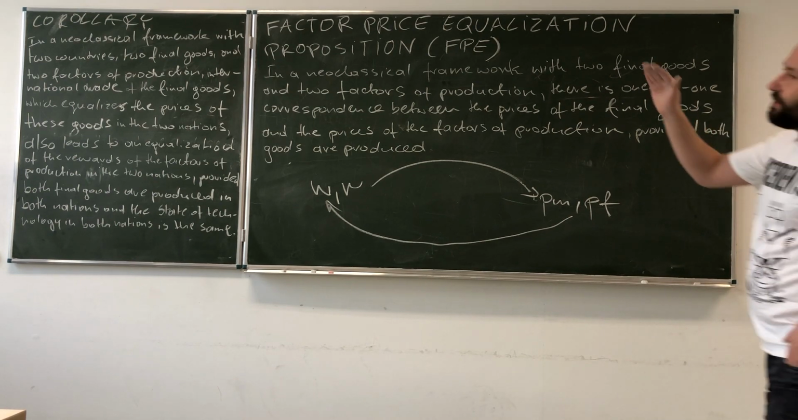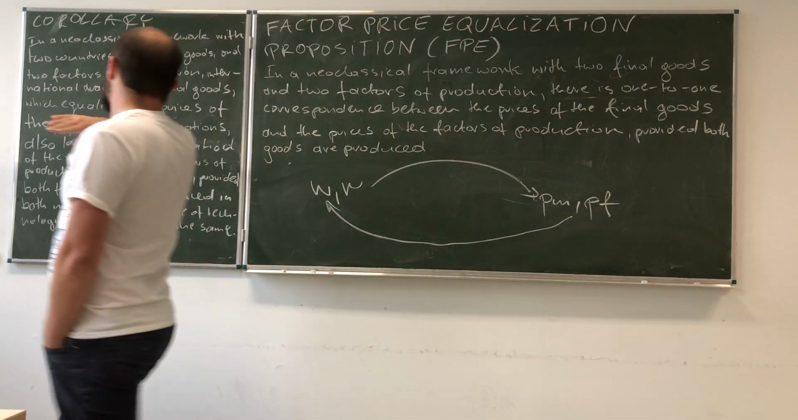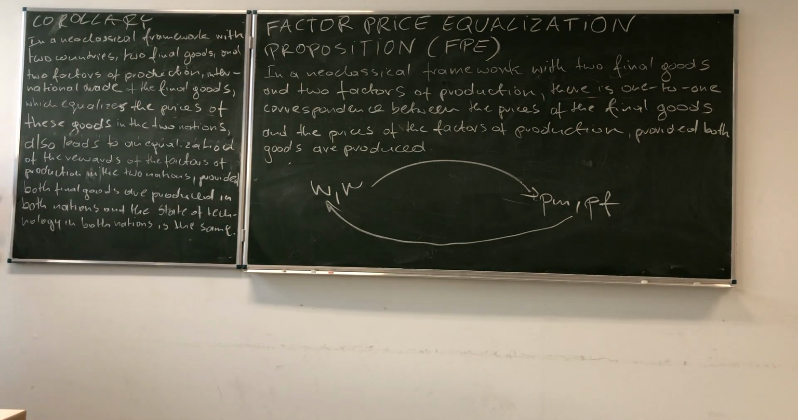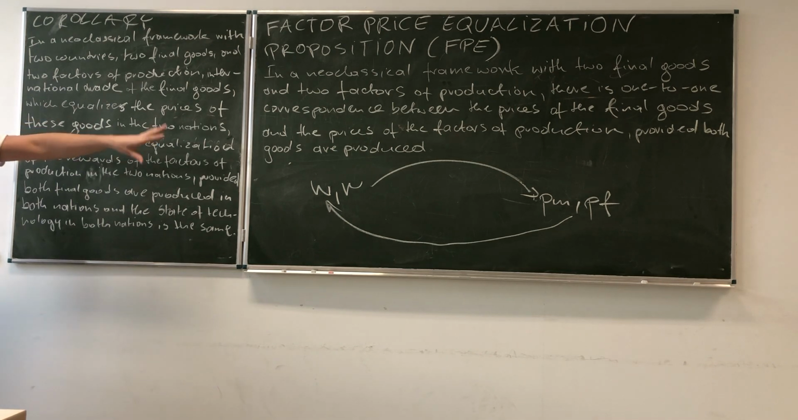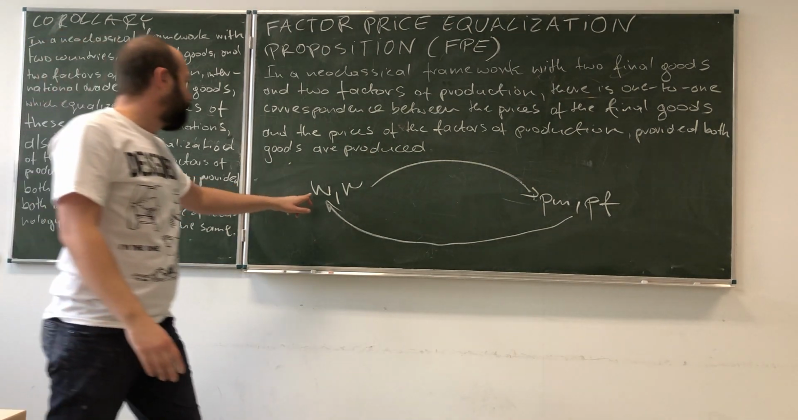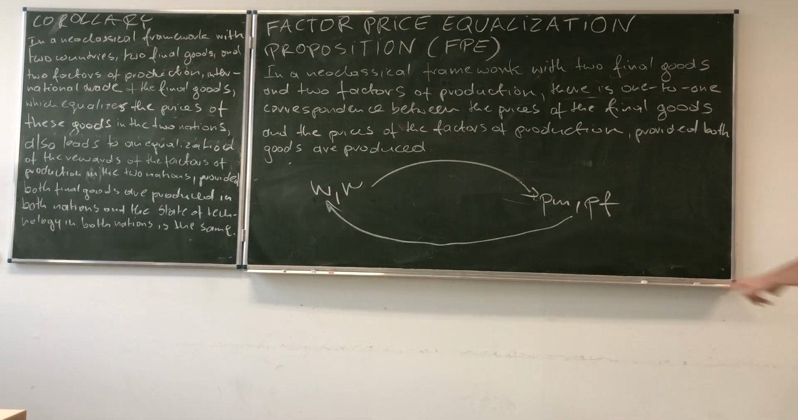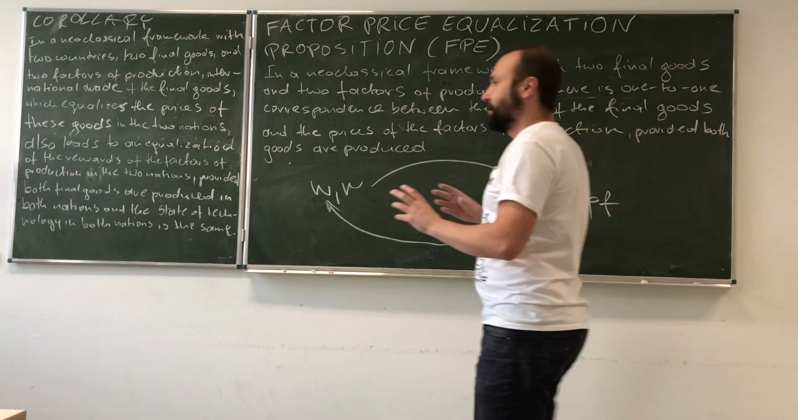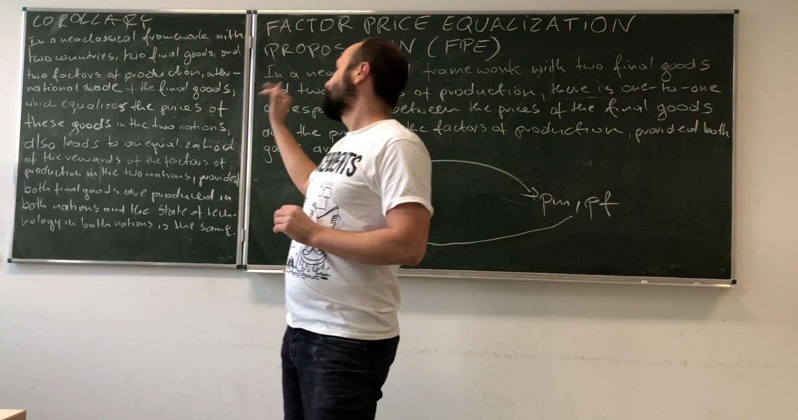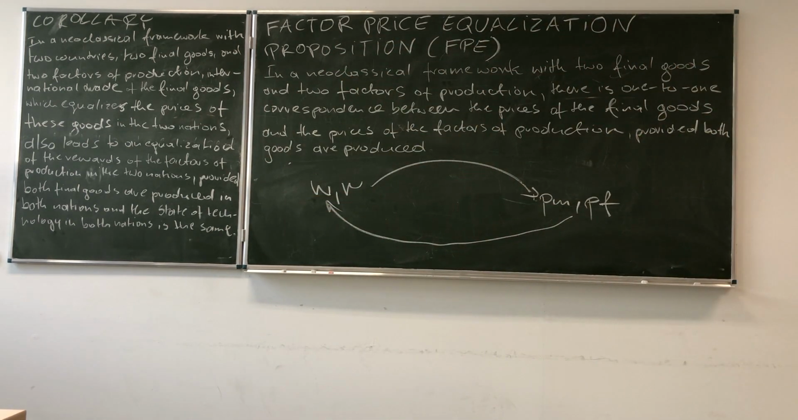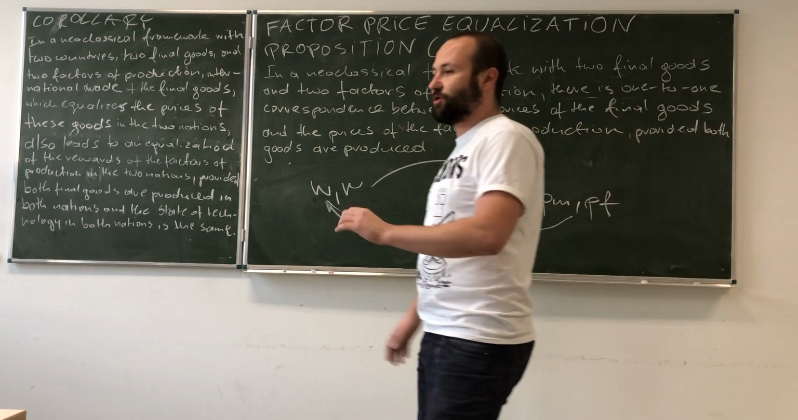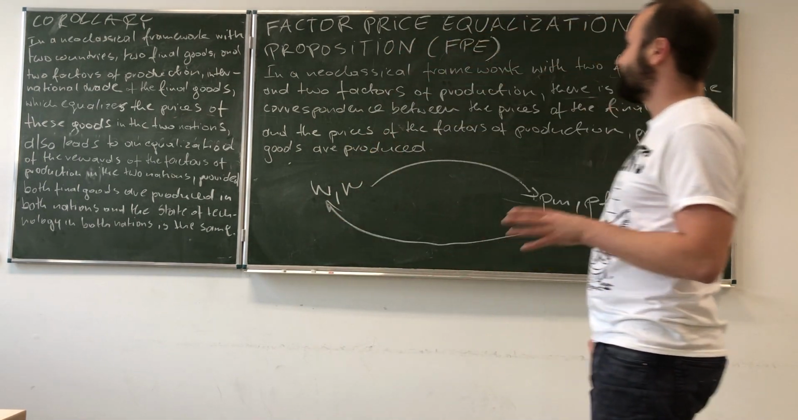So, we see that international trade will provide equalization of prices. But now, thanks to this proposition, we see that those prices are determining wages and rents in both countries. So, in turn, as those prices are getting equalized, the same should happen to wage and rent. Of course, provided both goods are produced and the state of technology in the two countries is the same.